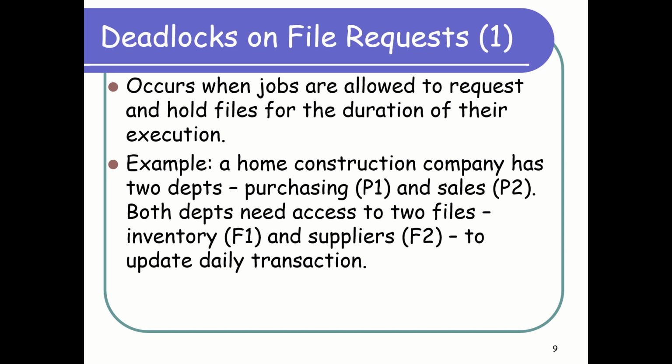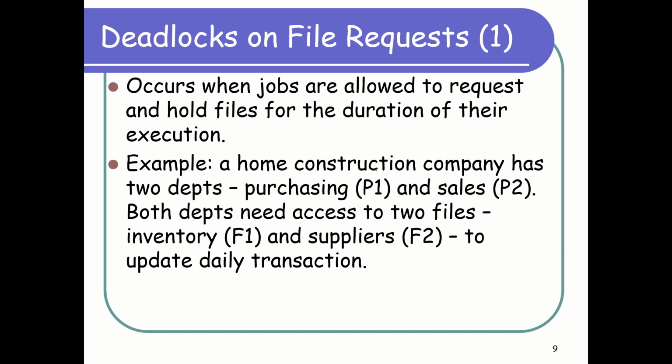Okay, the first one is deadlock on file requests. It occurs when jobs are allowed to request and hold a file for the duration of their execution. So if you want to access a file, that slot is dedicated to you, so no one can access the file before you complete whatever task you have been given for that file.